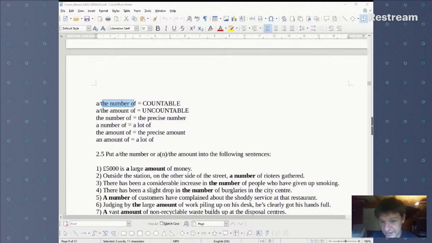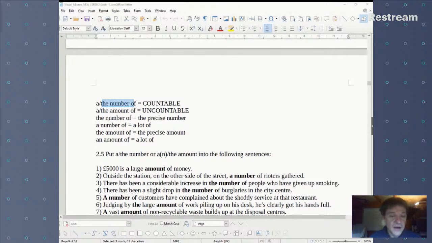So the number of is for countable. The amount of is for uncountable. And one more very important thing. The number of is a precise number. So we say the number of people is, not the number of people are, because it's one number. The number of people in this room right now is 15, yeah? So we say the number is, because it's one number.